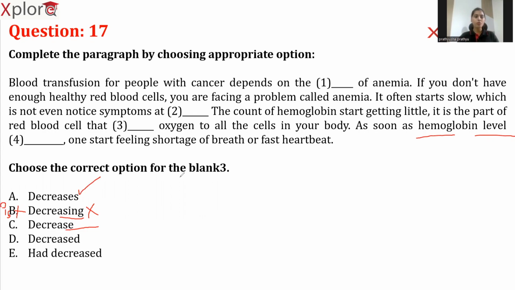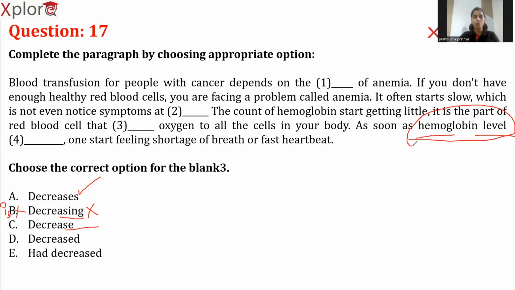So if you ever want to get more clarity regarding this rule, there is already a video I have made on subject verb agreement. Please go through those reels for more details. So yeah, we have to use this term decreases since we have used the term hemoglobin, which is an uncountable noun, as our subject.